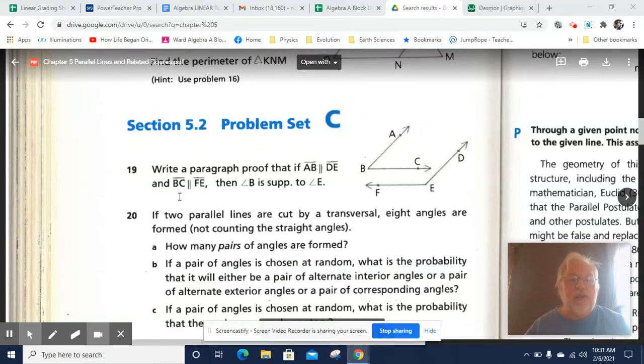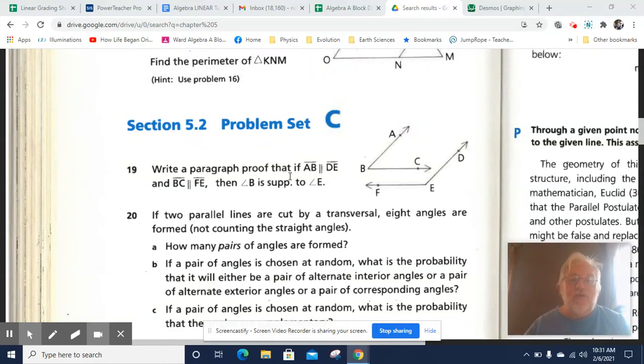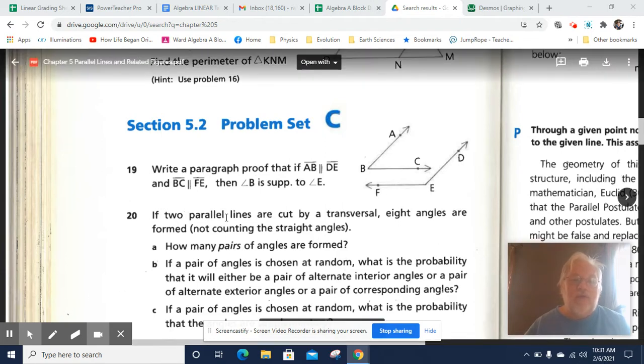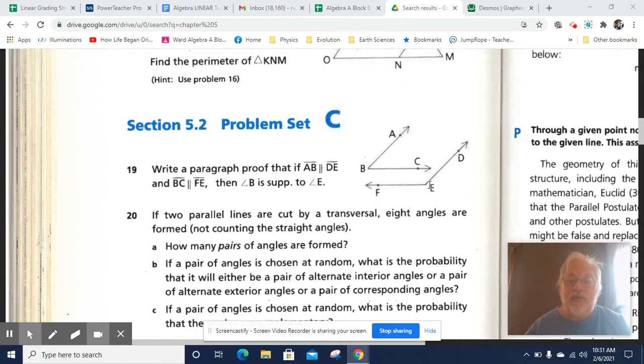I'm going to talk about number 19 from 5-2. So we have some information. We know AB and DE are parallel. We know that BC and FE are parallel. And we're trying to prove that angle B is supplemental to angle E.